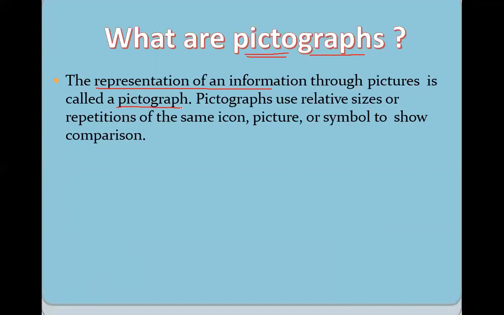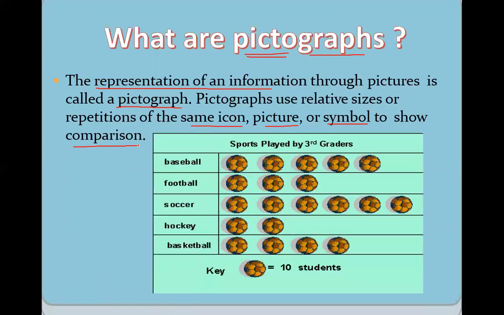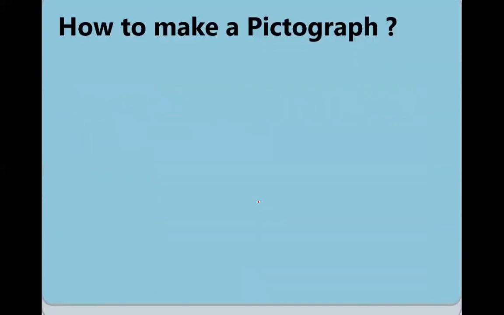While you are representing through a pictograph, we need the same icon, picture, or symbol to show the comparison, right? So basically, the pictograph will look like this. For it, you need a picture to assign the numerical value for each and every piece of information given in the question, right? So next is how to make a pictograph.